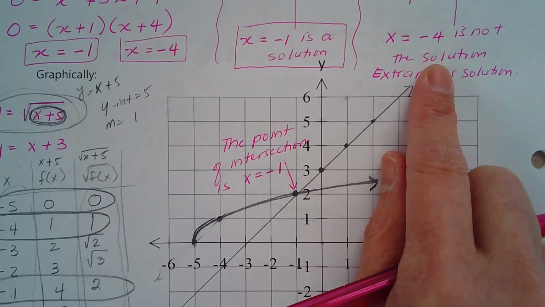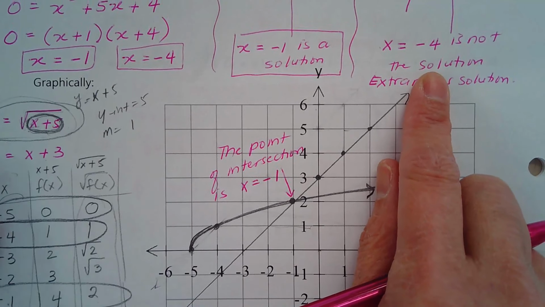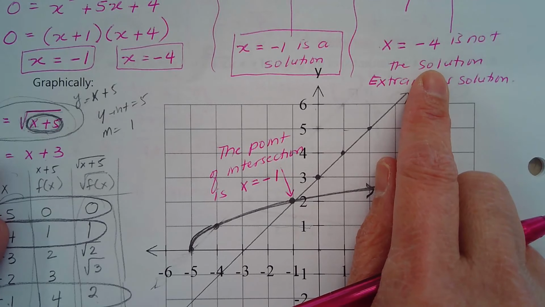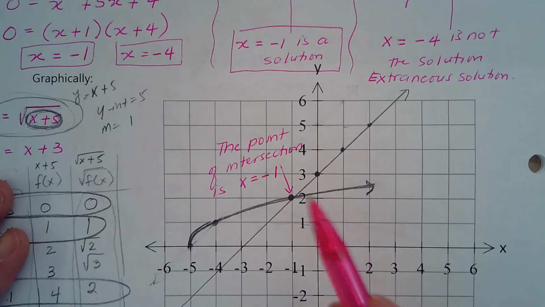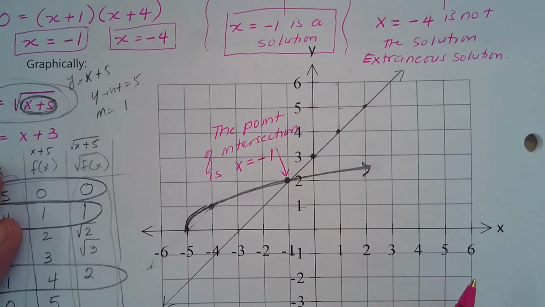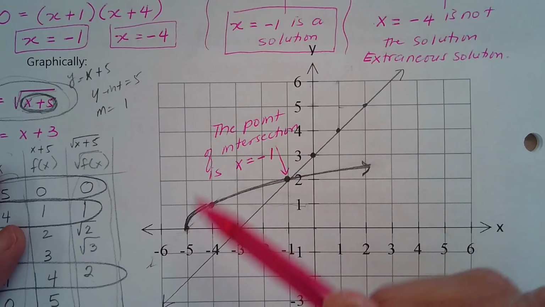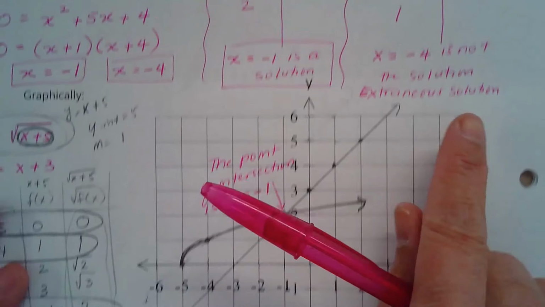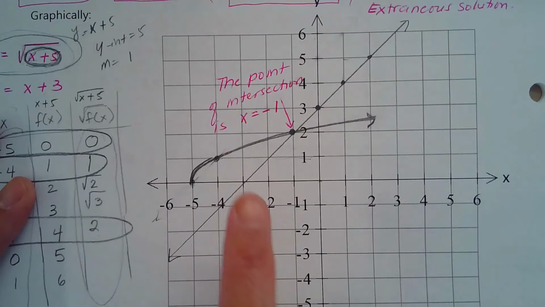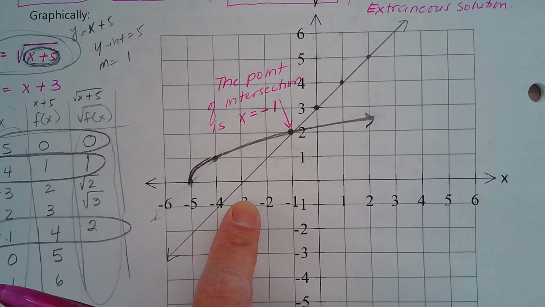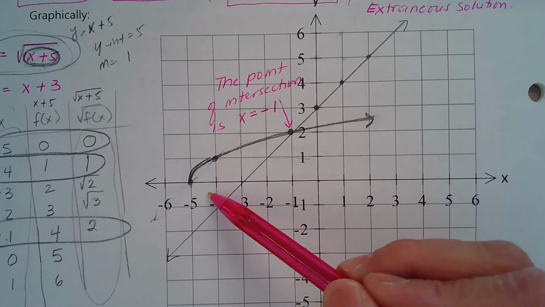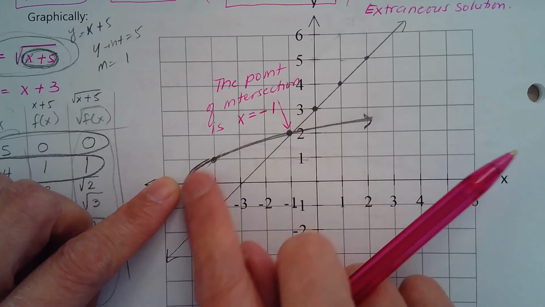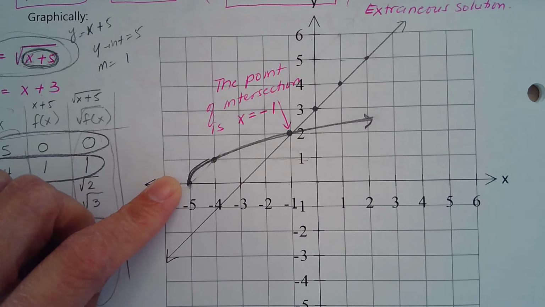Now what about this one? Remember we said earlier negative 4 is not our solution? Why is it not our solution? Do they intersect here at all? No. So that's why it fails here, and this is the visual part of why: it does not intersect. What does this remind you of?